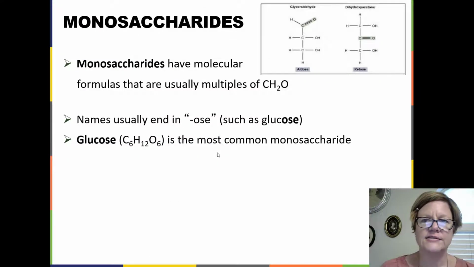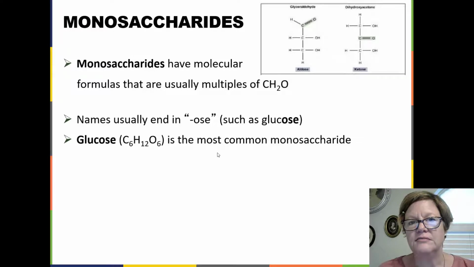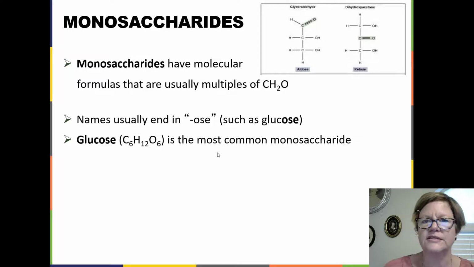So monosaccharides, like we said, have a molecular formula that's some multiple of this basic CH2O. For example, the picture shown here, glyceraldehyde, on the left, has C3H6O3. So you can see it's just a multiple of the basic formula.